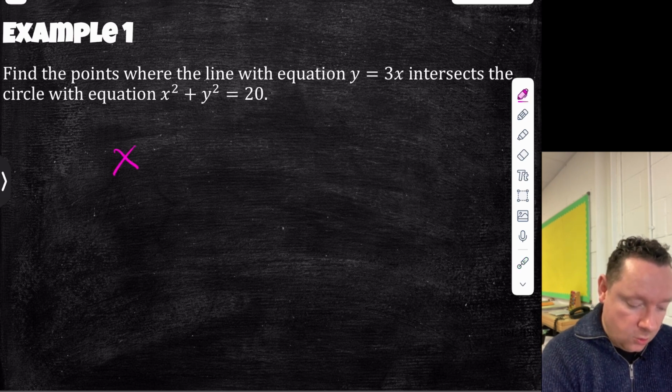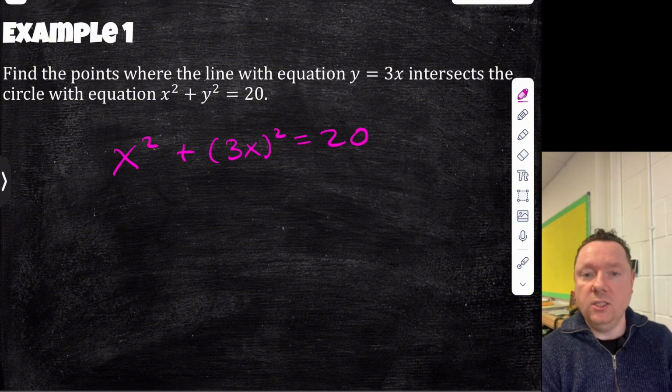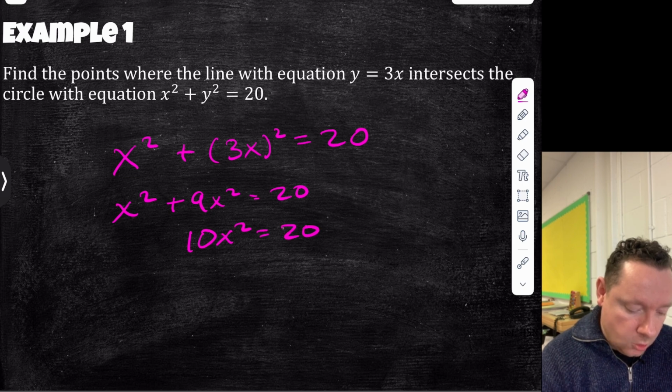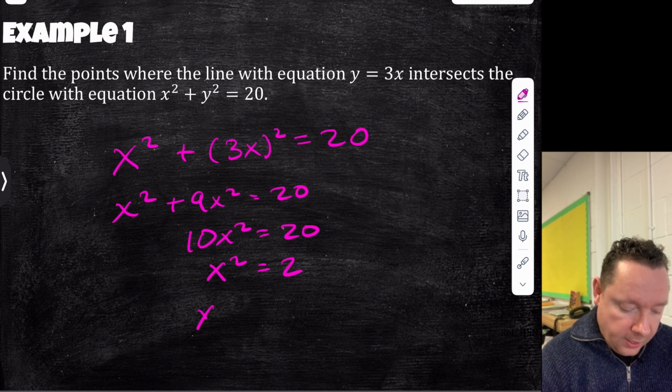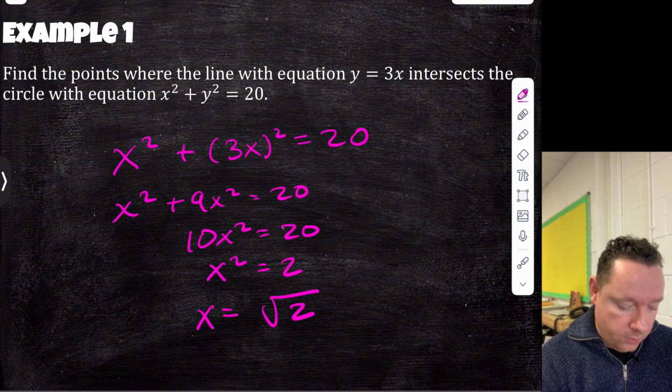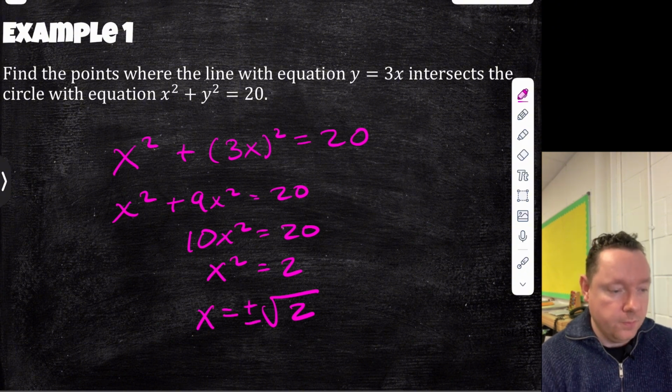So I've got x squared plus y, which is 3x, so 3x all squared equals 20. So we need to solve that equation to see what points they touch at. x squared plus 9x squared equals 20. So 10x squared equals 20. So x squared equals 20 divided by 10, which is 2. So x is the square root of 2. But when you square root a number, you get two answers. So plus or minus the square root of 2.